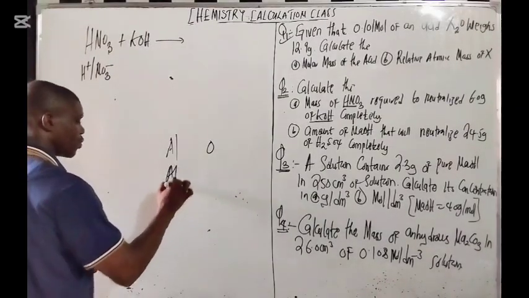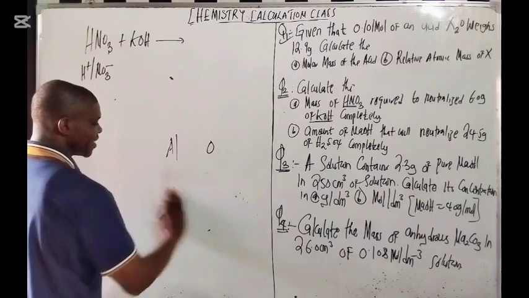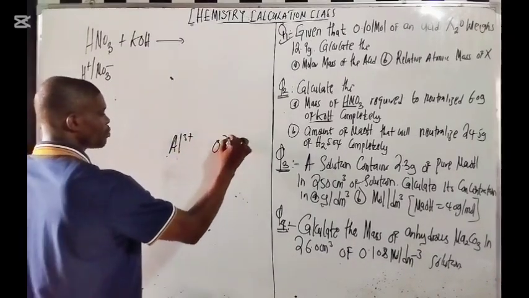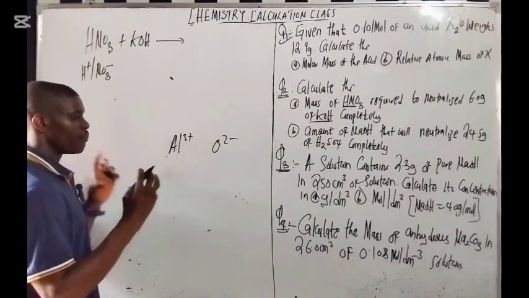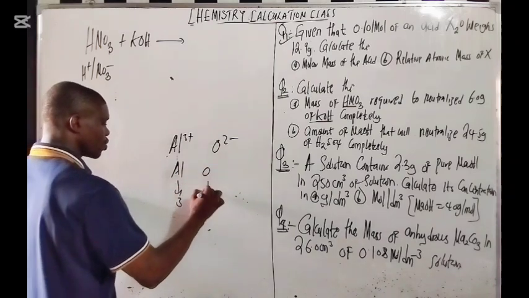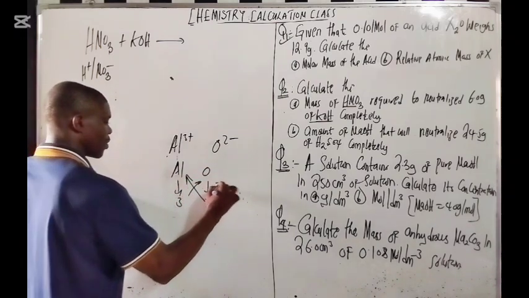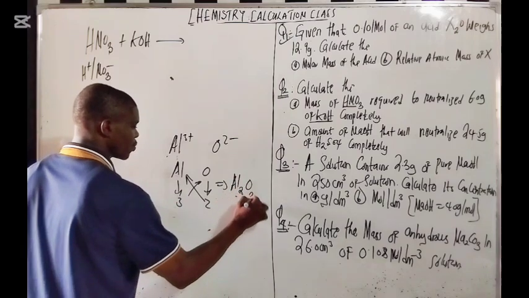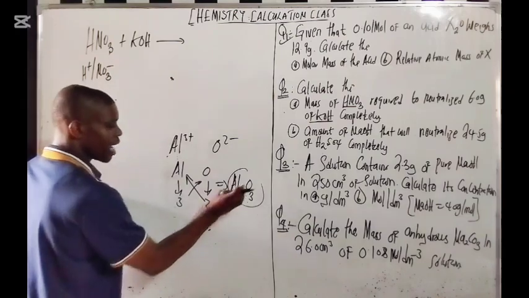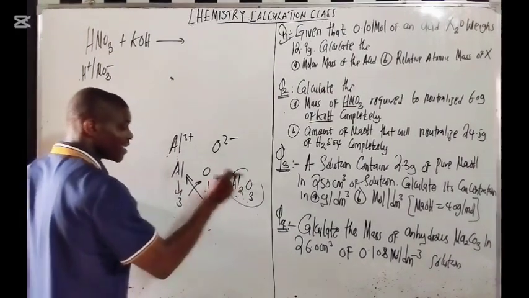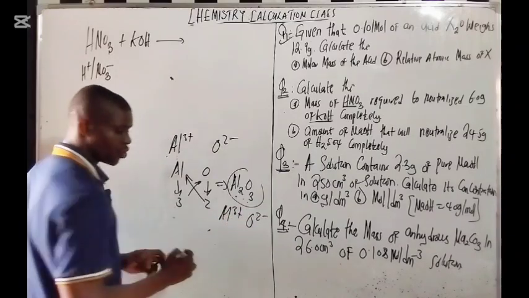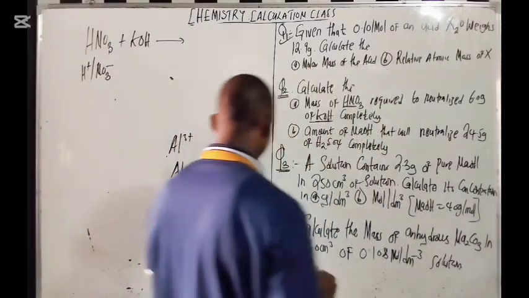Here the oxidation state of aluminium is Al3+, and for oxygen it is O2-. For them to form a chemical formula, the 3 moves to the oxygen and the 2 moves to the aluminium, so we have Al2O3. So this compound contains aluminium and oxygen, and the ions are Al3+ and O2-. Do you understand? I hope you understand.